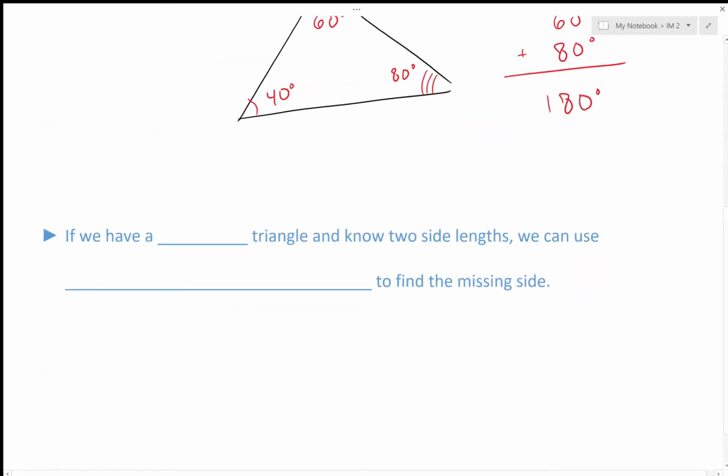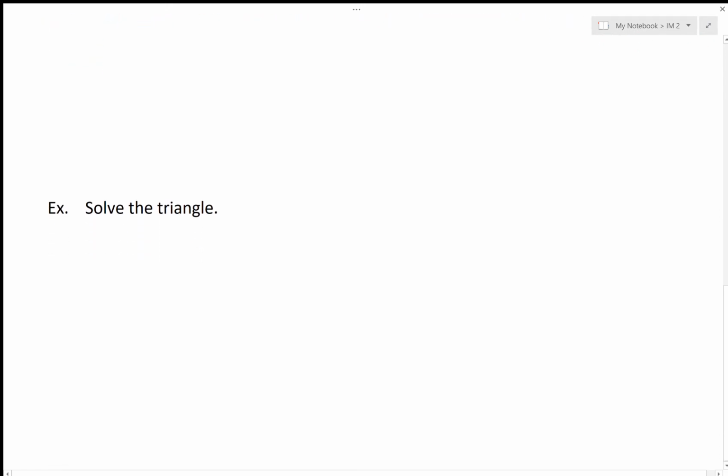And if we talk about the sides, if we have a right triangle and we know two side lengths, we can use something to find the missing side. So let's think about that. A right triangle, I know two sides. In order to find the missing side, we use Pythagorean theorem. And that actual theorem is a squared plus b squared equals c squared, where c is the hypotenuse, or the most important side. So we're going to use the angle information, we're going to use the Pythagorean theorem to help us out with our first example here.